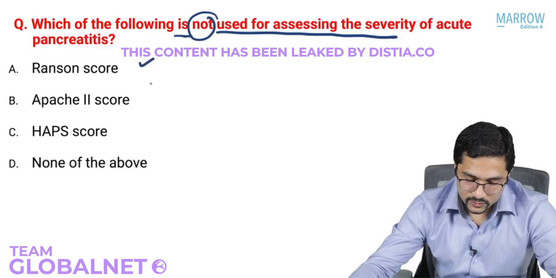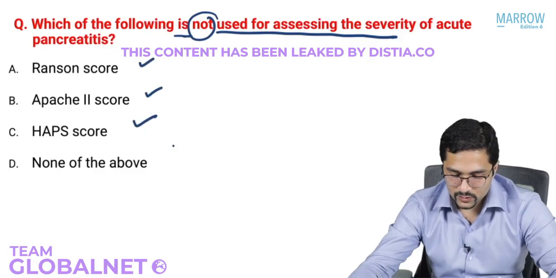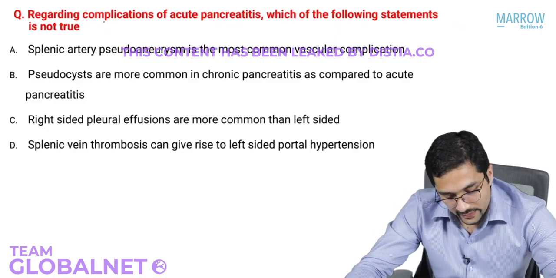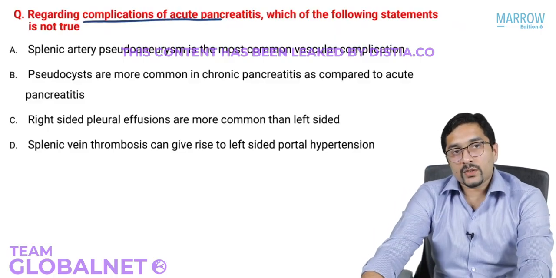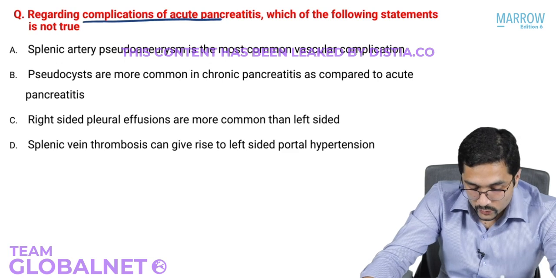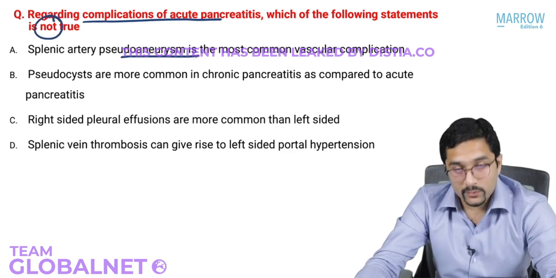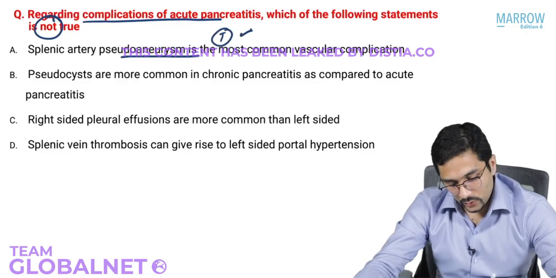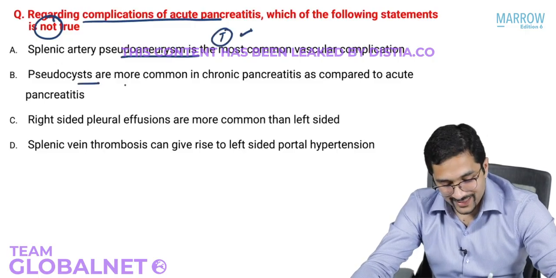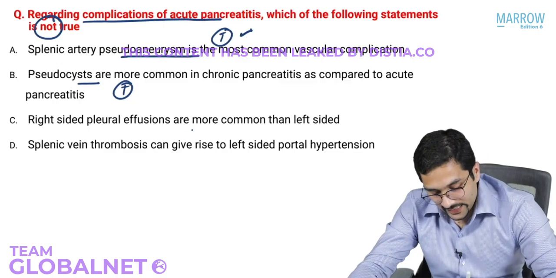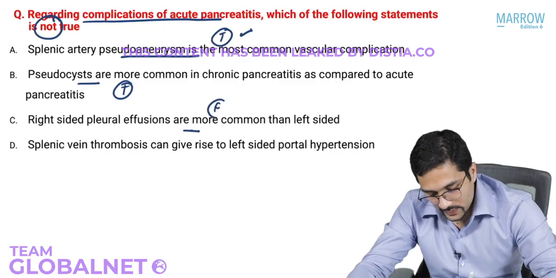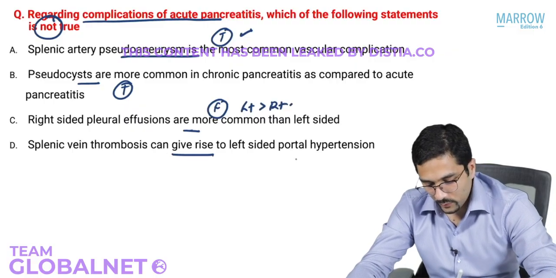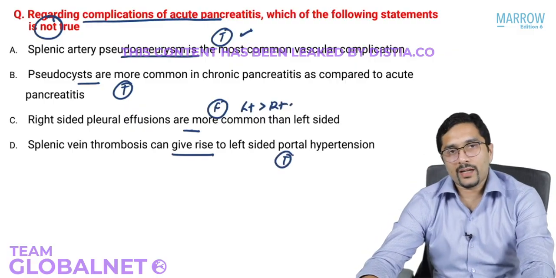So Ranson's is used, APACHE II is used, HAPS is used. So all of them are used. And finally, regarding complications of acute pancreatitis, which of the following statements is not true? Splenic artery pseudoaneurysm is the most common vascular complication. This is true. Pseudocysts are more common in chronic pancreatitis. True. Right-sided pleural effusion. False. Left is more common than right. And splenic vein thrombosis can give rise to left-sided portal hypertension.